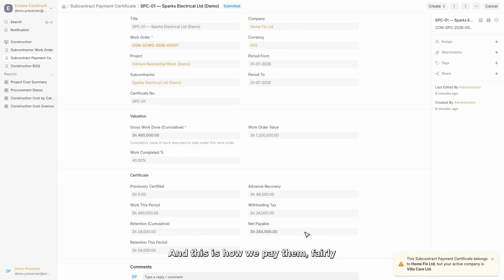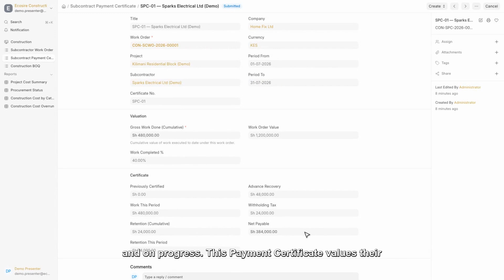And this is how we pay them, fairly and on progress. This payment certificate values their work so far at 40% complete, 480,000 shillings. From it, the app deducts their retention, their advance recovery, and Kenyan withholding tax, leaving a net payment of 384,000. The same discipline we apply to our client, we apply to our subcontractors.